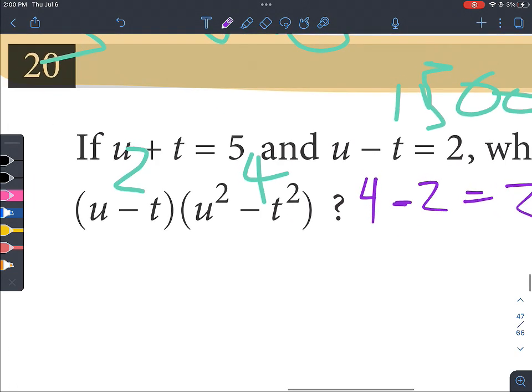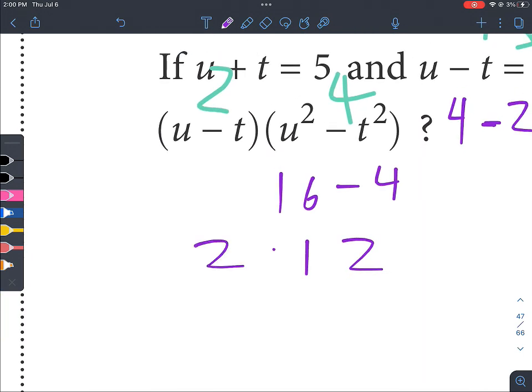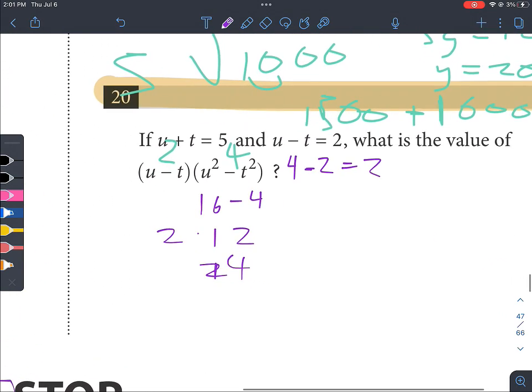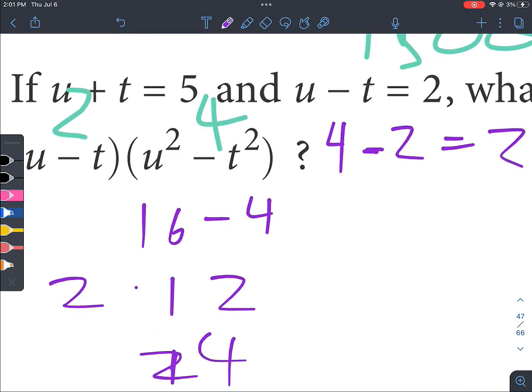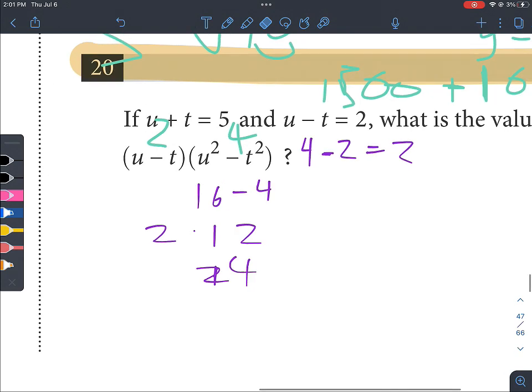That's 16 minus 4. Sorry, minus 4 equals 12. 12 times 2 is 24. That's why, so that's not the answer, but that's why U squared minus T squared can't just be 4 basically. So then also you can tell that's not the answer because 4 plus 2 does not equal 5. So let's see, that's an interesting equation though.